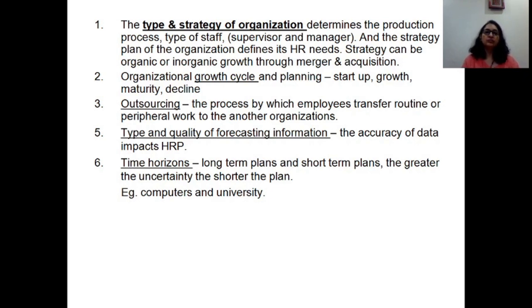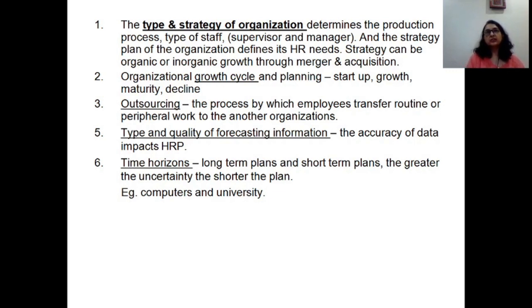Then the strategy of the organization. What the strategy is will again determine HRP. If the strategy is to grow organically, that is through mergers and acquisition, the need for HRP is less in this case as compared to an inorganic growth where the organization is using all its funds and resources to expand its business operations.